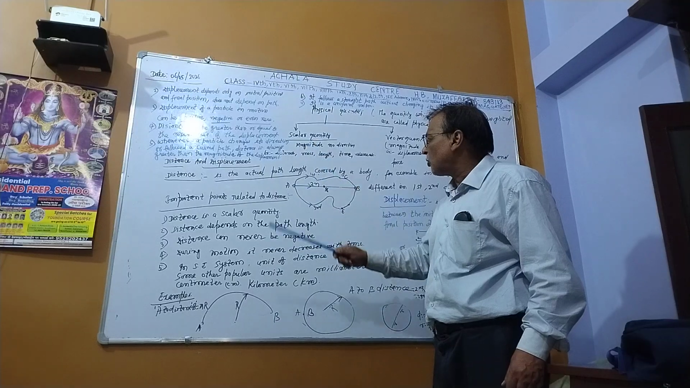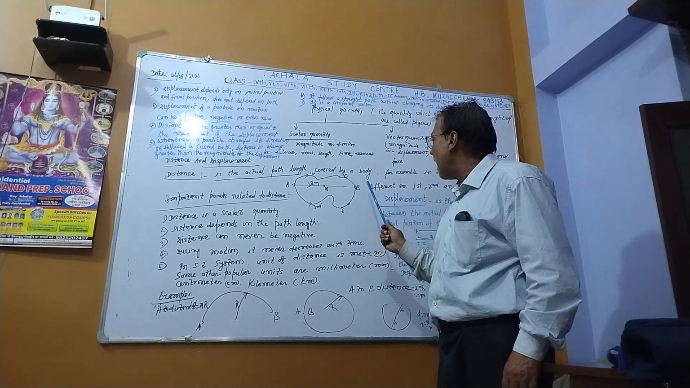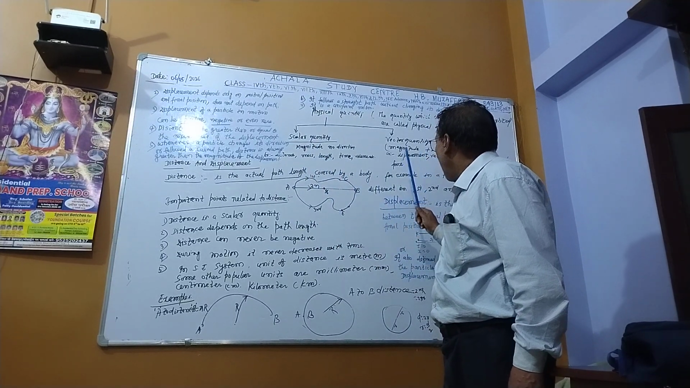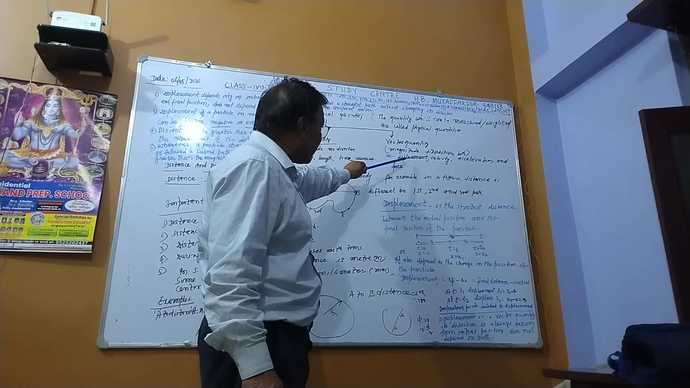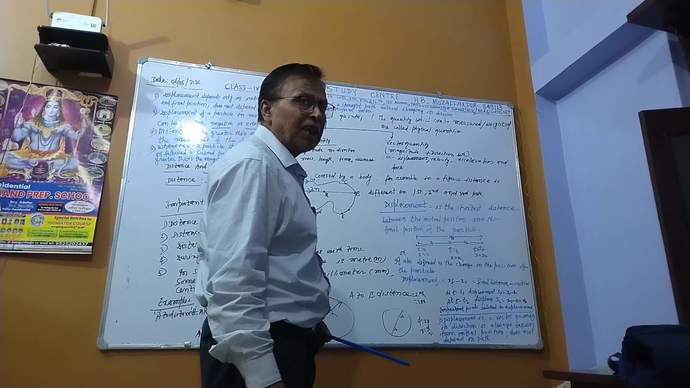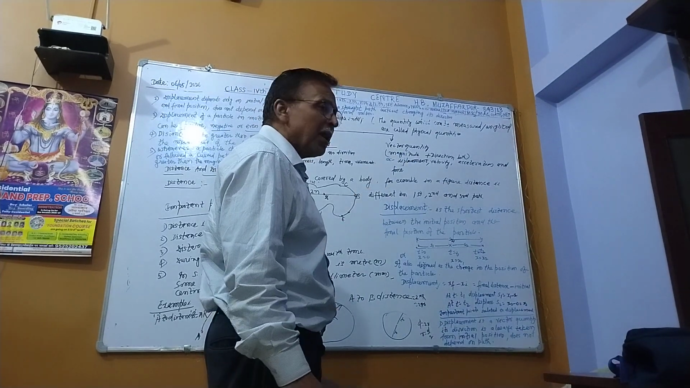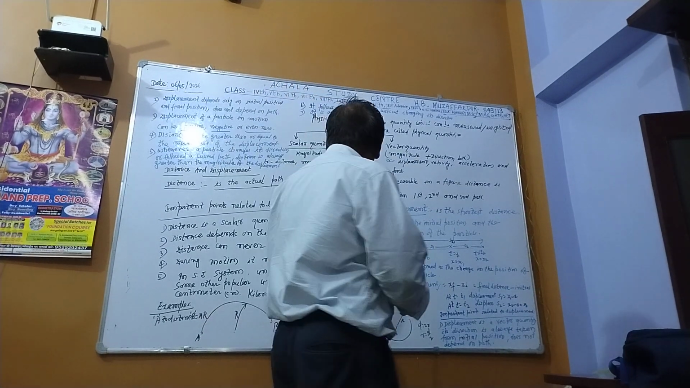For example, scalar quantities are distance, mass, length, time, volume, etc. And vector quantities are displacement, velocity, acceleration and force, because in this case there is magnitude as well as direction.